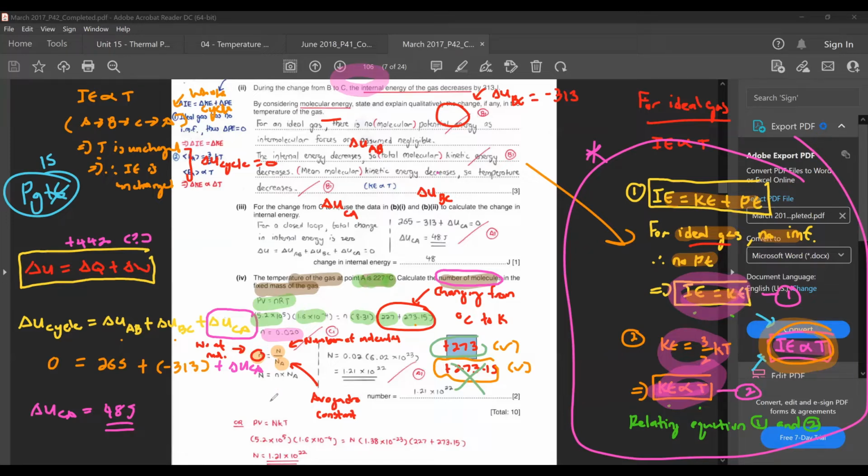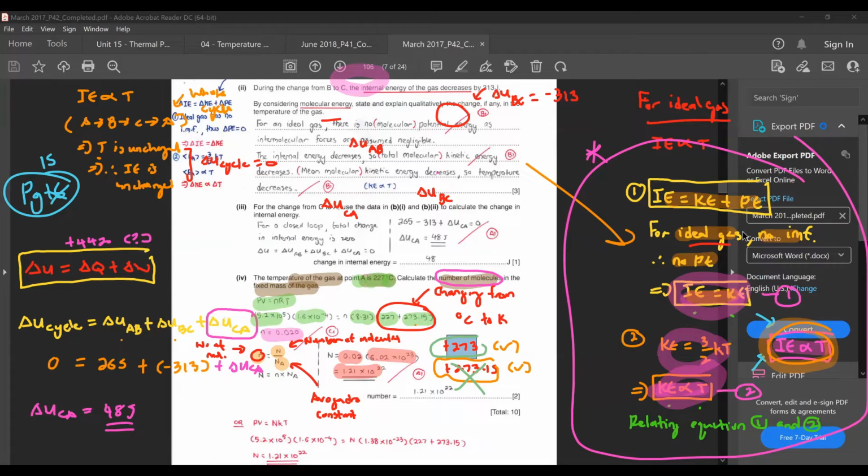So number of molecules is number of moles times Avogadro constant, giving you 0.02 times 6.02 times 10 power 23, which is 1.21 times 10 power 22.